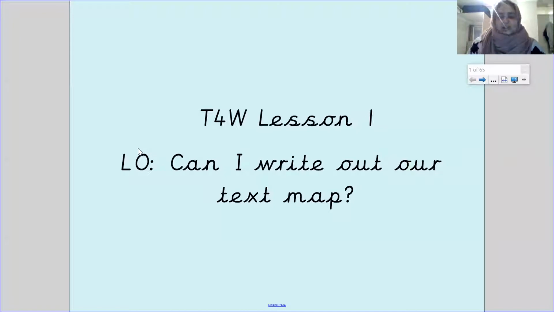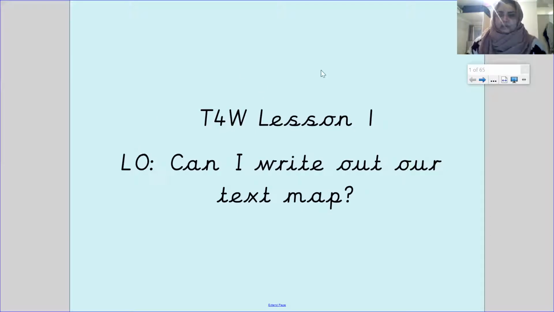And then with Miss Lewis, you looked at a non-chronological report. So for English this term, you will be looking at non-chronological reports, and I understand that you had looked at some of the non-chronological report features. Okay, so today your learning objective is, can I write out our text map?